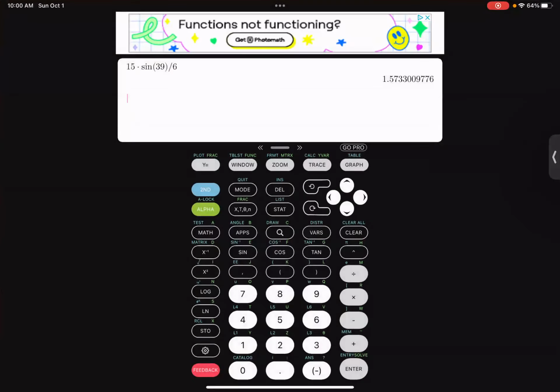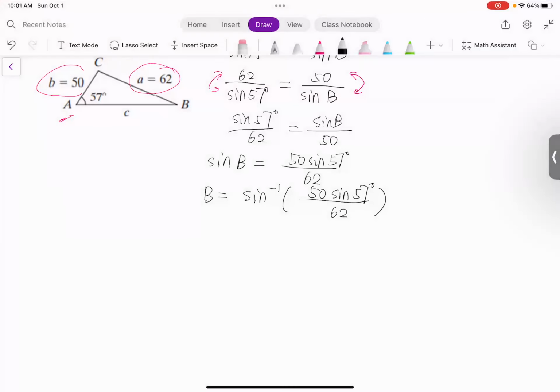Use our calculator to do the computation. We have the second function, sine, this is the inverse. On the top, we have 50 times sine 57, close the parentheses, all divided by 62, and close the parentheses. So it's about 42.5588. If I want to keep one decimal place, I'm having 42.6.